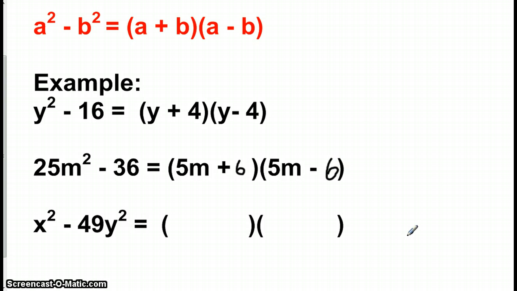Now you try the next one. x squared minus 49y squared. Does it meet the pattern? Does it match a squared minus b squared? Yes, it does, right? So what's the square root of the first? It's x. So we can fill the x in both parentheses. We know one has to be plus and one has to be minus to meet the pattern. And then you're going to take the square root of the second term. So take the square root of 49 and the square root of y squared. That is 7y. So we end up with x plus 7y and x minus 7y.